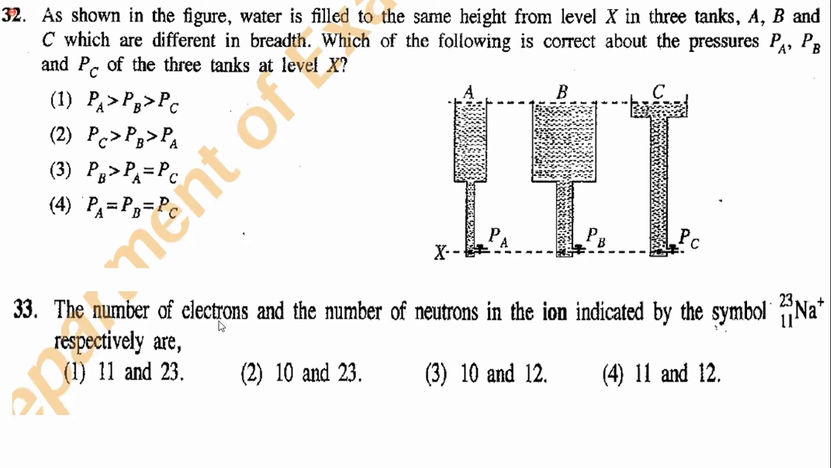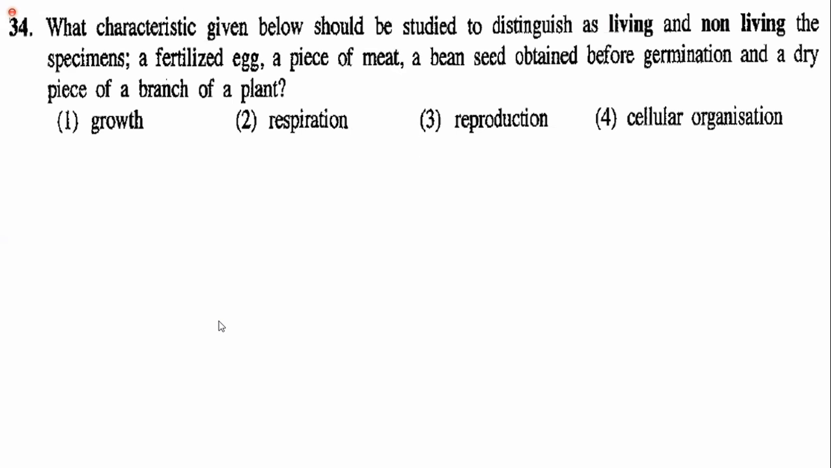Recall the knowledge of mass number. Mass number is the sum of protons and neutrons. The protons, 11, equal the atomic number. So what is the number of neutrons found here? 12. Right? Which is the answer? The third one. Right. Now look at the next question.